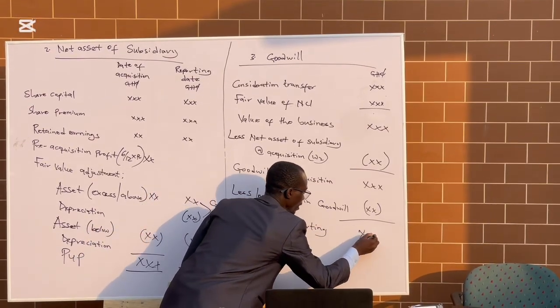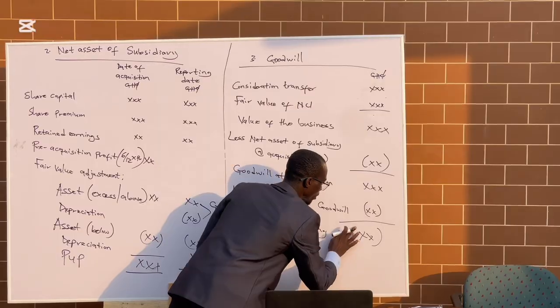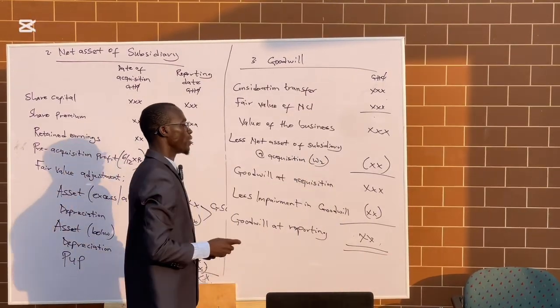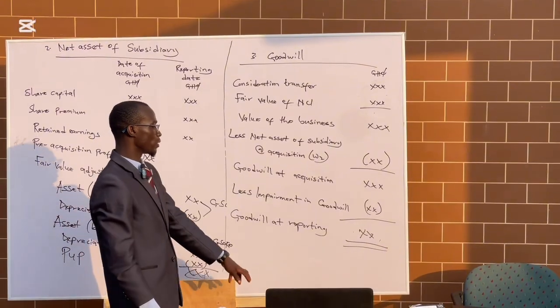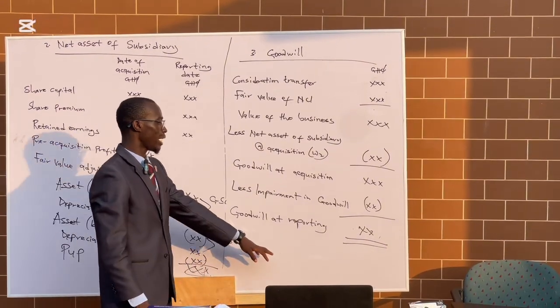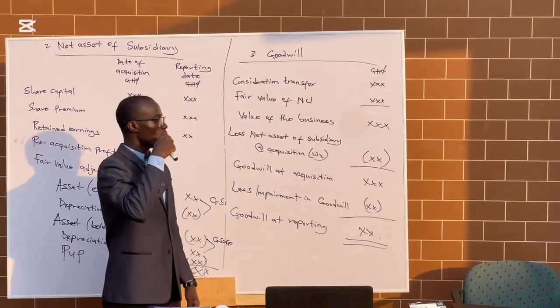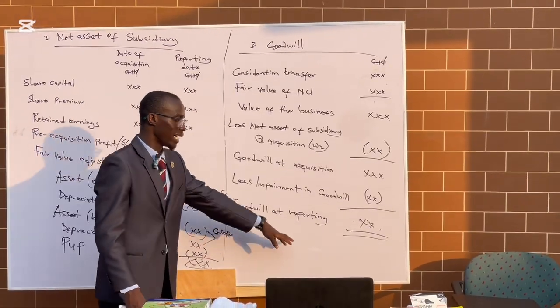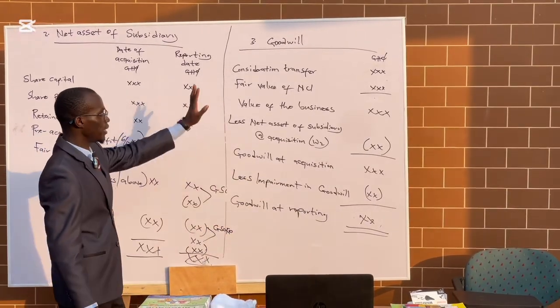This figure is what you take to your consolidated statement of financial position when you are doing your non-current assets, because goodwill is an intangible asset, so you need to add it as part of it. So this is how you get your goodwill.